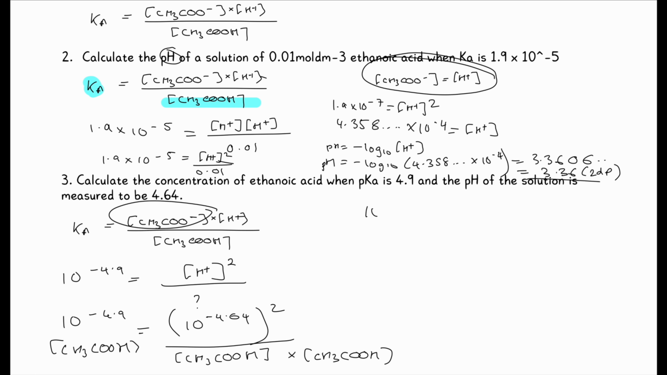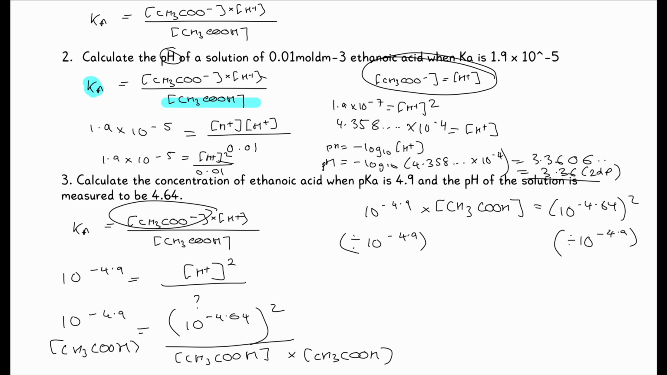That's going to give me this, 10 to the minus 4.9 times my ethanoic acid concentration. And then divide both sides by 10 to the minus 4.9, because I want all the numbers on one side and my unknown variable on the other. Here you go. And now I can place it all into my calculator to get a nice clean value.